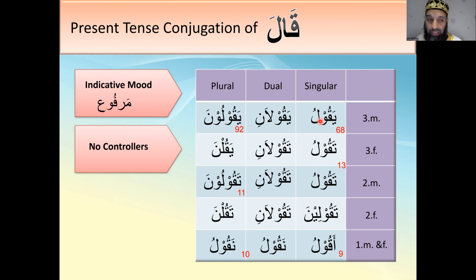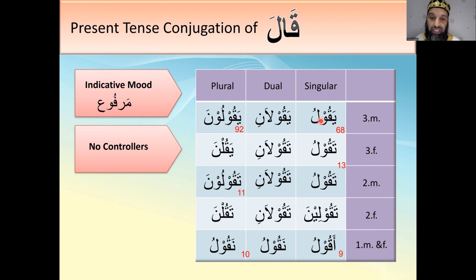Right, so what do you think we're going to do next? No controllers. What do we think we're going to do next without looking at the book? Yes, we're going to put the controllers. So what are we doing this lesson? Somebody's asked, what are we doing this lesson? We are filling in the present tense verbs for qala and kana.